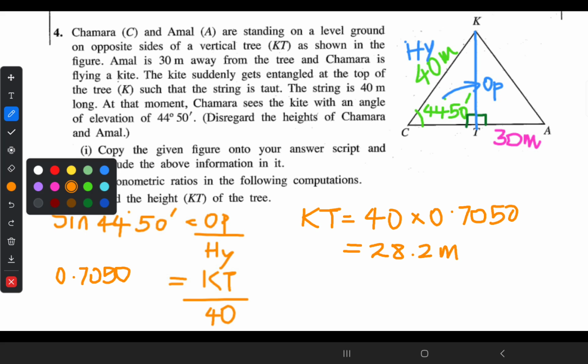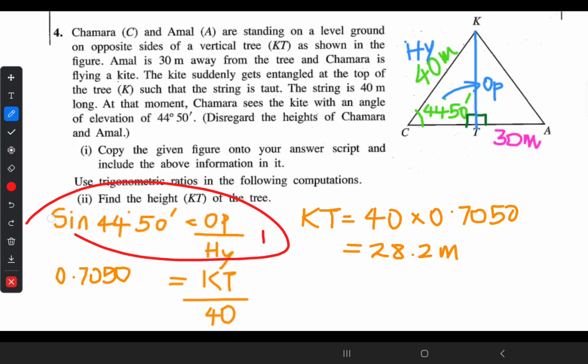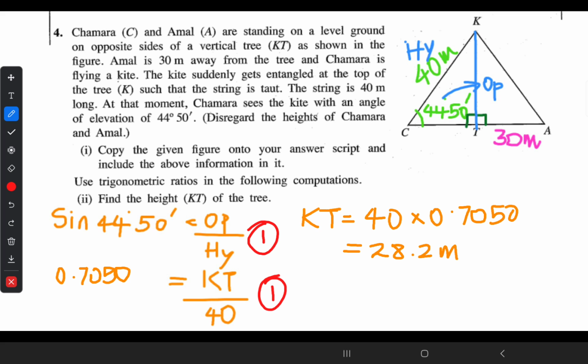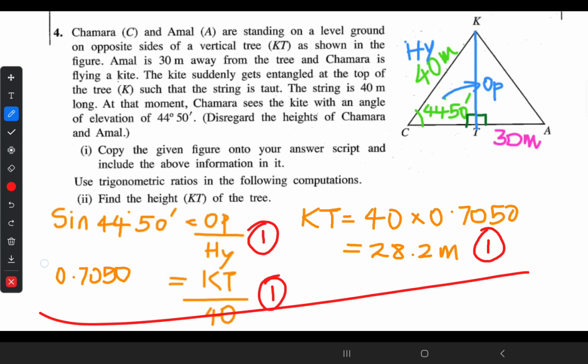To write sine 44 degrees 50 minutes equals opposite upon hypotenuse, you will get 1 mark. The perfect substitution will get another mark, and finalizing your answer by calculating will get another mark. These are very easy things. Directly from this triangle you should conclude which relationship to use. That's actually sine, because opposite upon hypotenuse is sine. By using that, you can derive your answer like this.